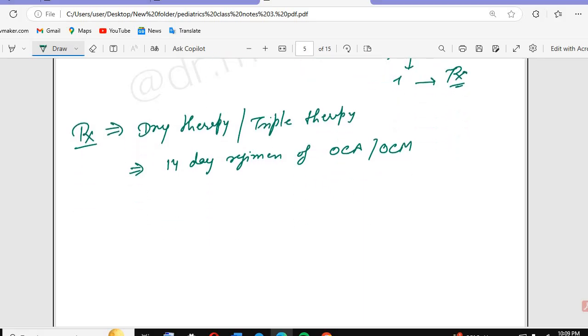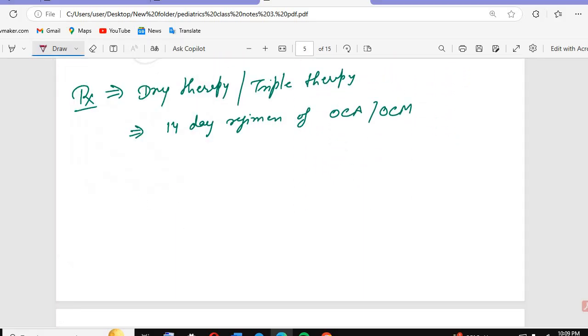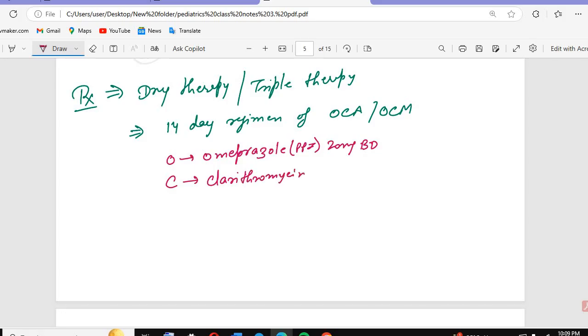What is OCA or OCM? OCA means we would be having the omeprazole. Basically, we would be having the PPI, proton pump inhibitors, and the antibiotics. This is given around 20 mg BD. Pantoprazole can also be given. The pantoprazole dose is what? 40 mg BD. Then we have the C. C means clarithromycin. Clarithromycin is given 500 mg BD. Then A, we would be having the amoxicillin.